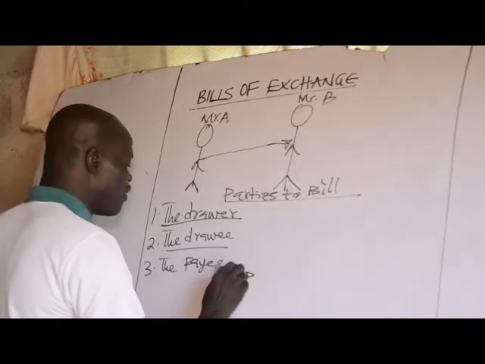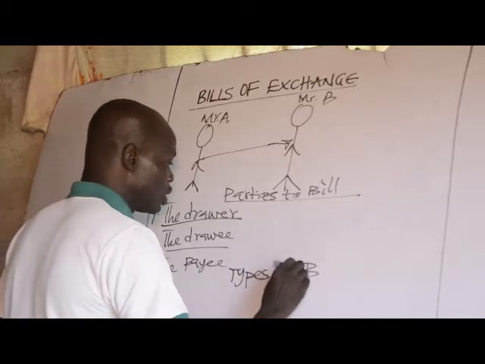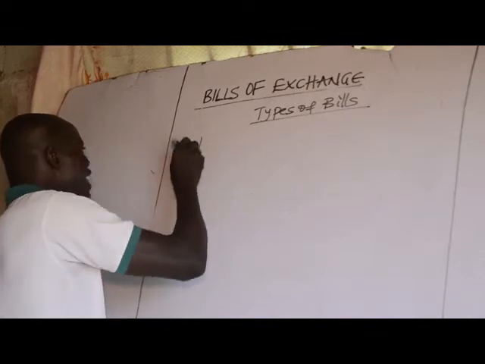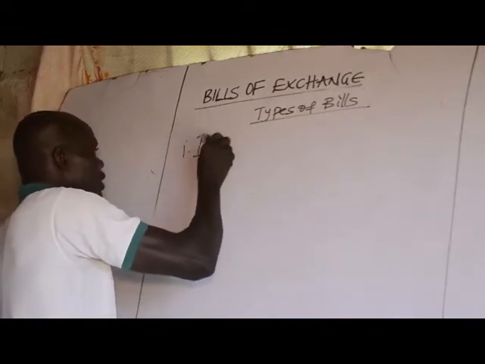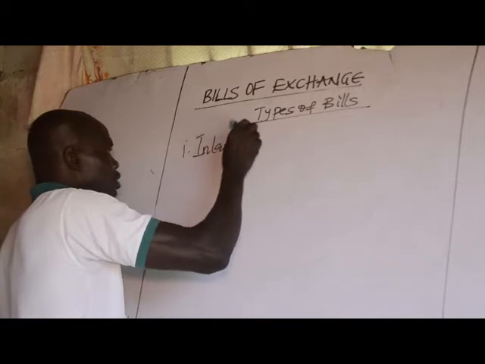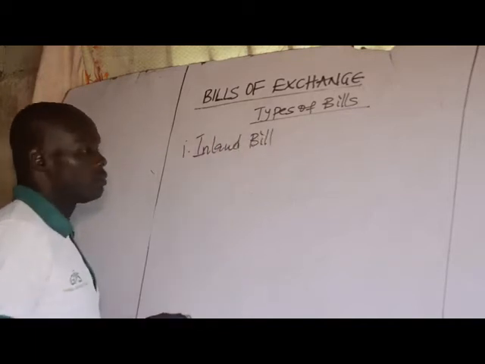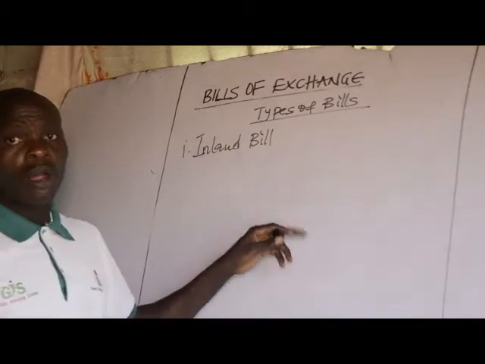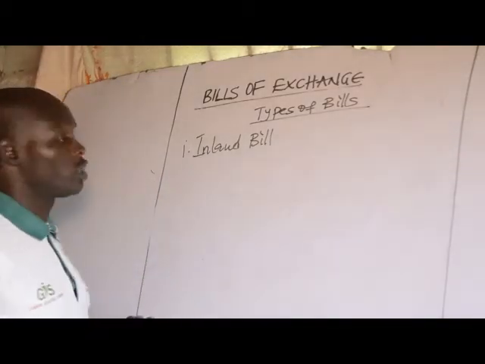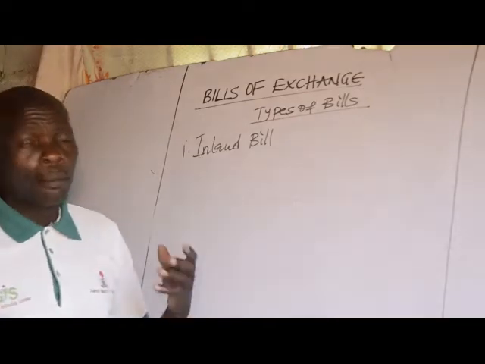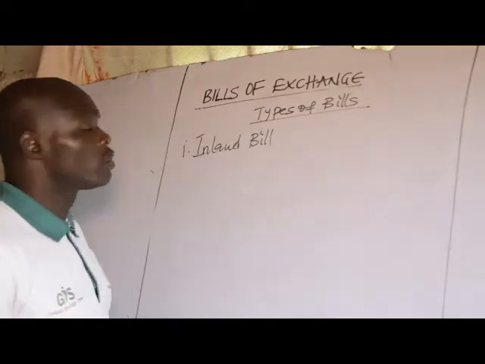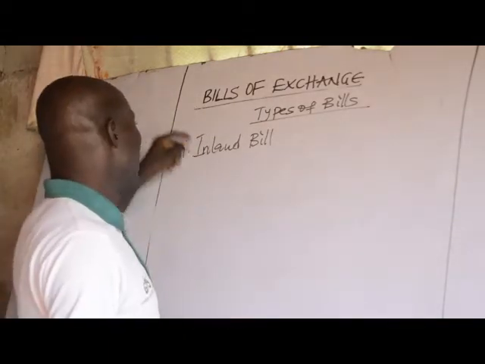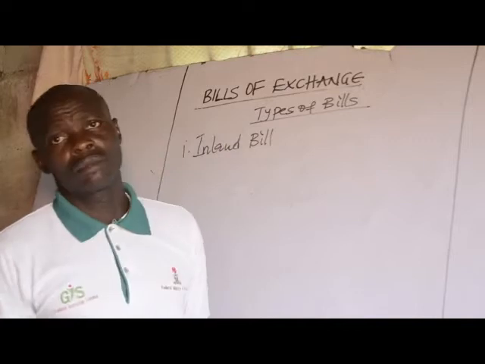Types of bills. Number one, we have the inland bills. An inland bill is a bill of exchange drawn and payable in the same country. A bill of exchange drawn and payable in the same country is said to be an inland bill.